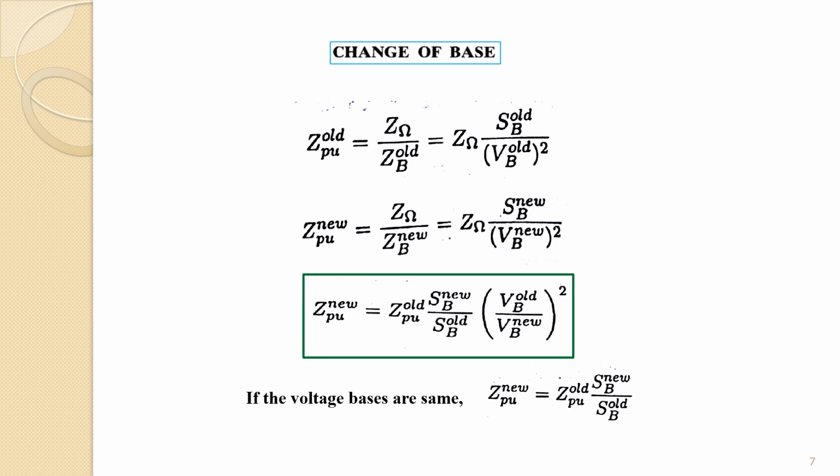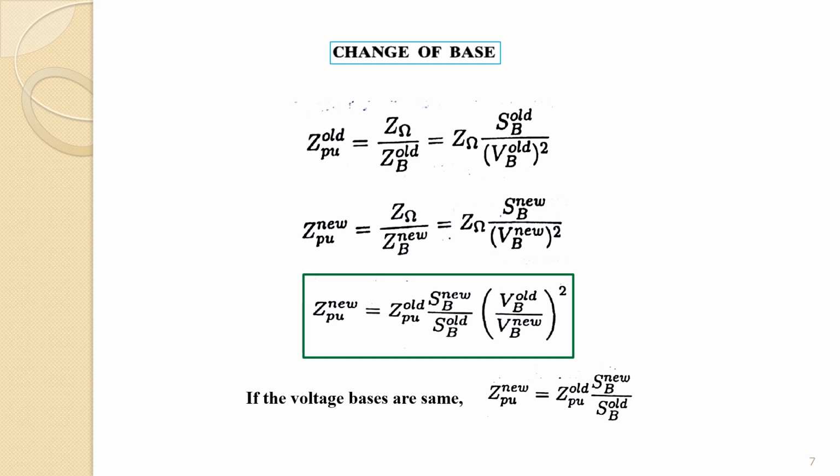To do that, we'll be using these formulas. The per unit impedance on the old power base and old voltage base can be written as Z per unit old, which is the ratio of Z ohms and Z base old, where Z ohms indicates the actual impedance. This can be converted into a new base once a common base has been selected for the entire system. Then these old base values can be converted to new values with the help of the formula Z per unit new.